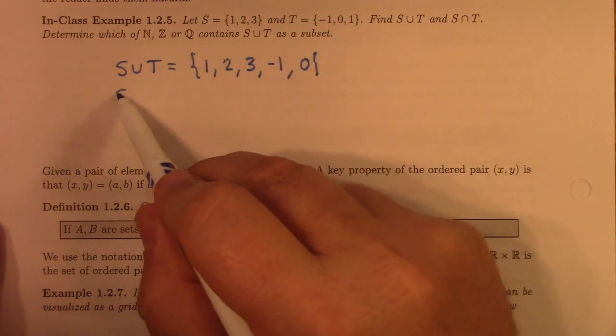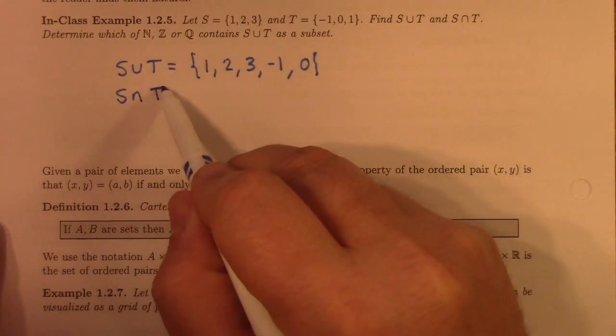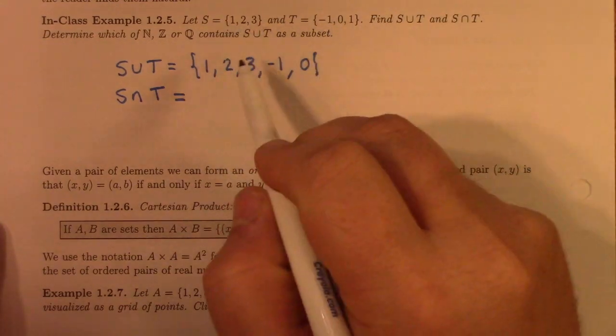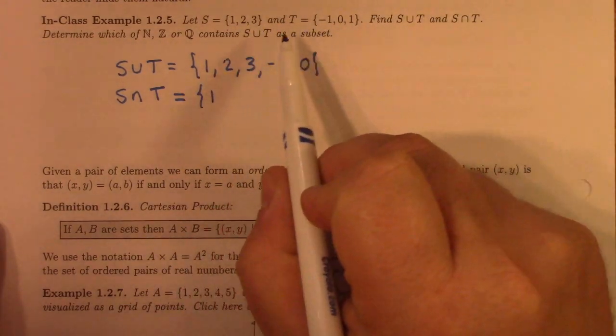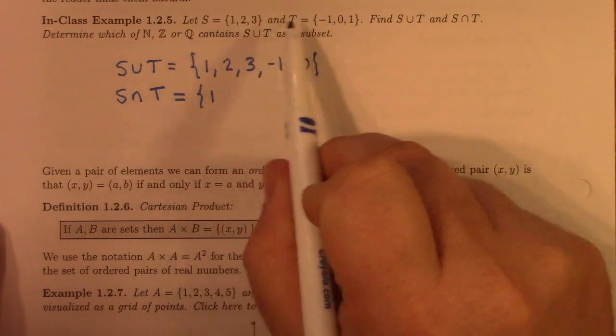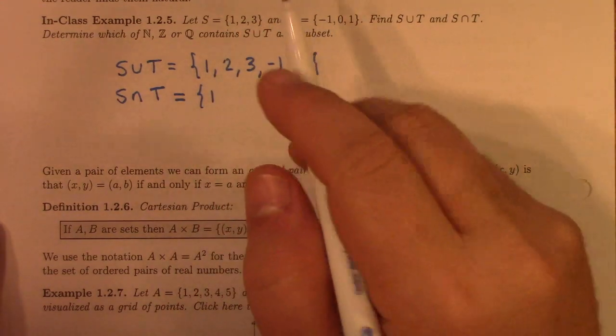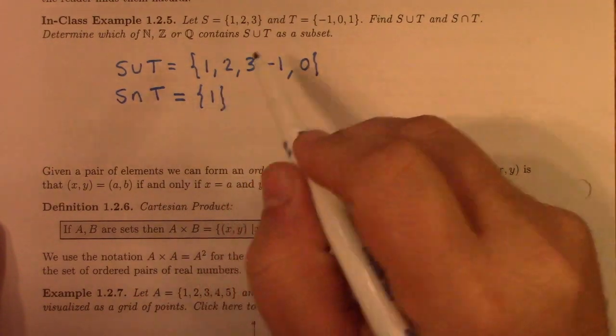Now S intersection T would be everything, so the numbers which are in both. So 1 is in both, and 2 is only in S but not in T, and 3 is only in S but not in T, so the intersection just has the set containing 1.